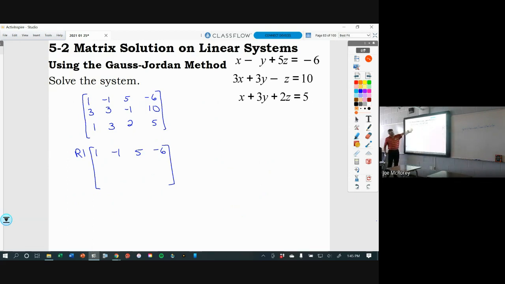What do I need to do to row 1 to make the 3 in row 2 go away? Multiply it by -3. Yeah. So if I take row 1 and multiply it by -3, I get -3, +3, -15, +18.